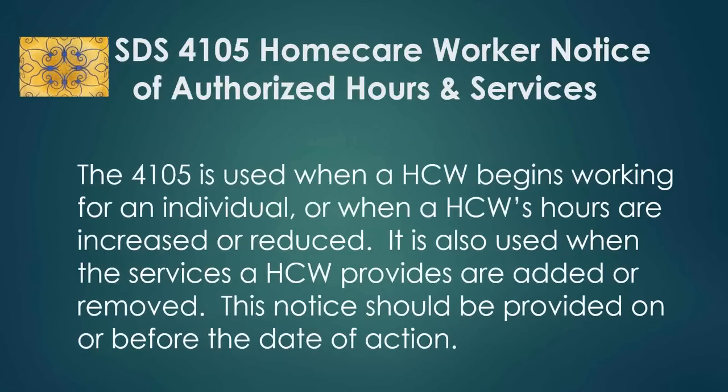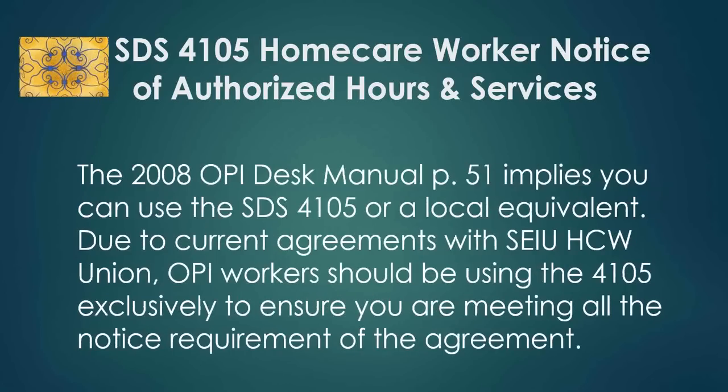So the 4105 is a home care worker notice of authorized hours. Whenever we change hours or we award hours to a client and they hire a home care worker, we need a 4105. And the notice should provide the date of action or when it becomes effective. So the OPI desk manual does imply that we can use the local equivalent of the 4105, but in actuality, because of union negotiations with the state, there's no such thing as a local equivalent. We have to use the official form 4105 as a notice to the home care workers.